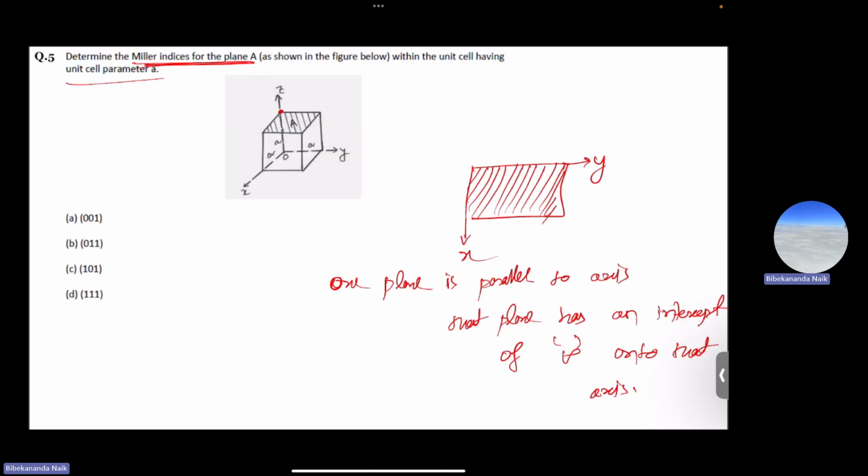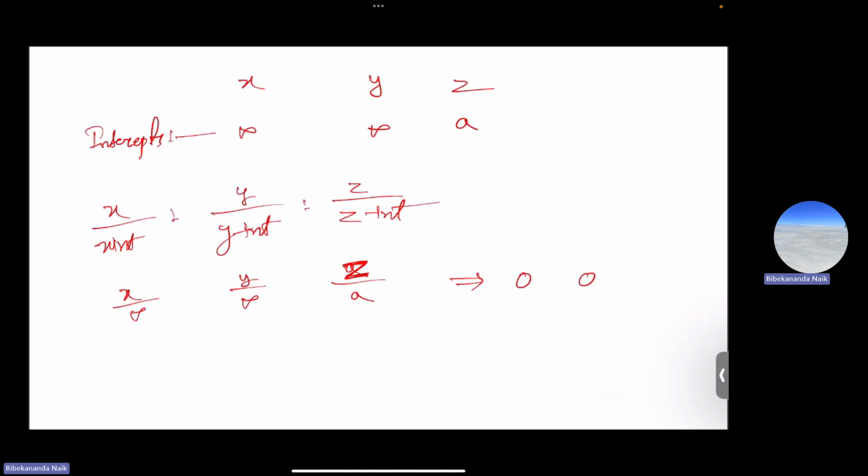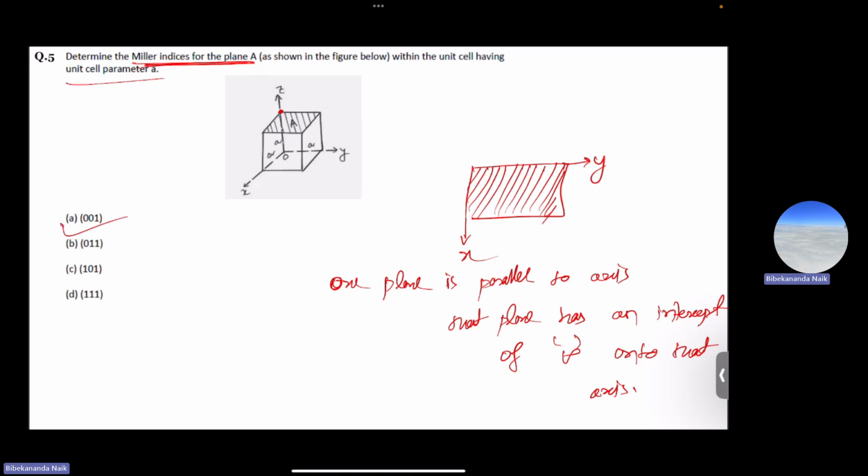Also here, the unit cell parameter is A. So it will be 0, 0, and this is Z or A. We can say A by A is 1. So it will be 0, 0, 1. So the correct option will be option A, 0, 0, 1. So this 0, 0, 1 is the Miller indices of the plane. It cuts the Z axis at A and it is parallel to the X axis and Y axis. So if you see, this plane is parallel to the X axis and Y axis and it cuts the Z axis at Z equal to A. I hope this is clear to all of you.